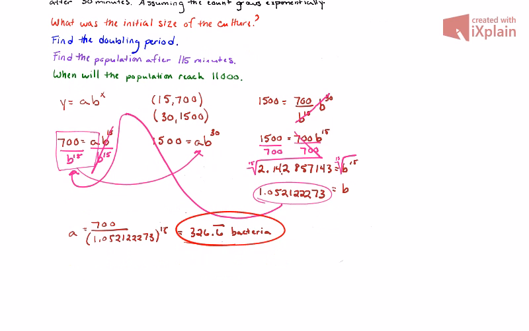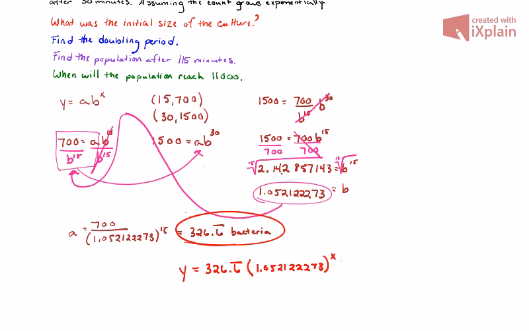To actually pull this a little bit further, we can say the equation that I'm going to be using is y is equal to 326.6 repeating, which is my initial value, times 1.052122273 raised to the x power. So we would read this by saying we did start off with about 327 bacteria, and we were growing at roughly 5% from that initial 100% of bacteria that we had.